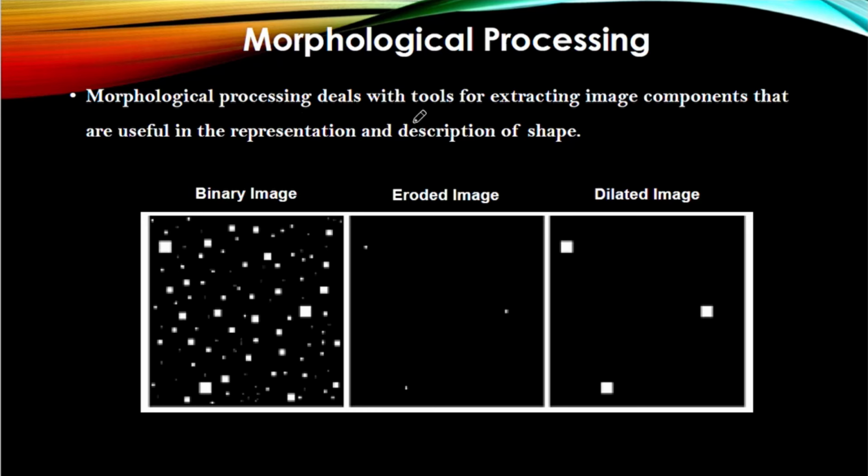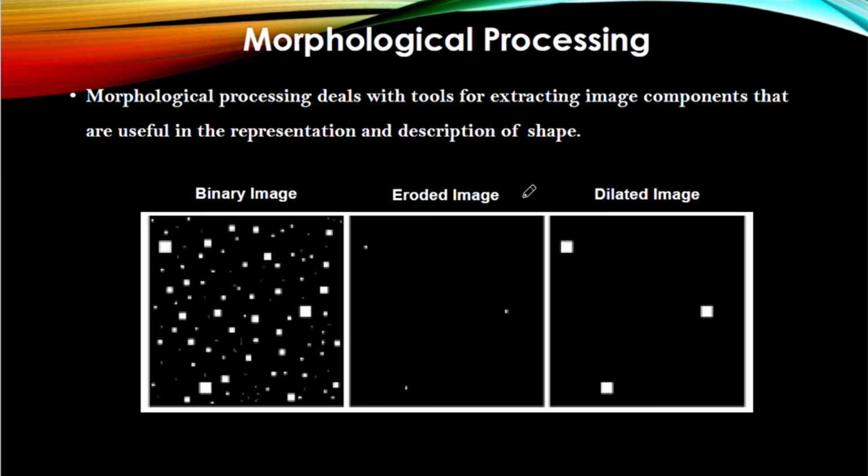Next is morphological processing. Morphological processing deals with the tools for extracting image components that are useful in the representation and description of shape. Morphological processing is used to extract image components. See this binary image. It consists of many small and big squares. Here I want to explain morphological processing. This is a simple example. See this, the second one, this is the eroded image.